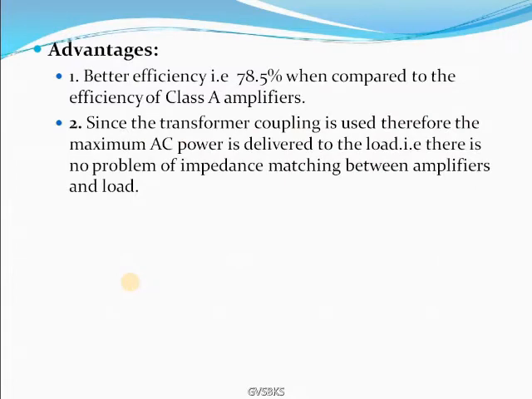Let us see the advantages of the Class B push-pull amplifier. It has a better efficiency, that is 78.5%. It is better when compared with the Class A amplifier. The series-fed Class A amplifier has an efficiency of only 25%, and for the transformer-coupled Class A amplifiers the efficiency is 50%. But 78.5% is more than the Class A type of amplifiers.